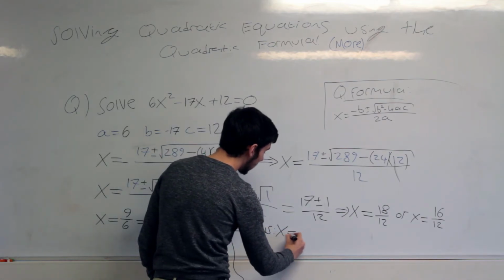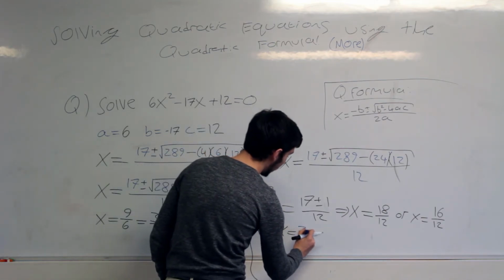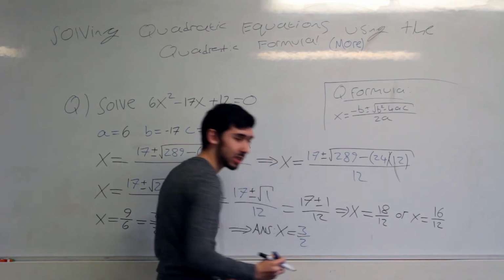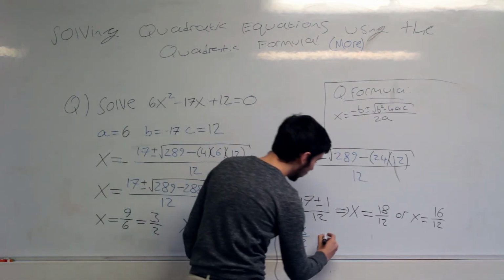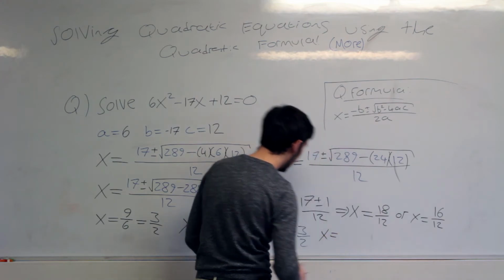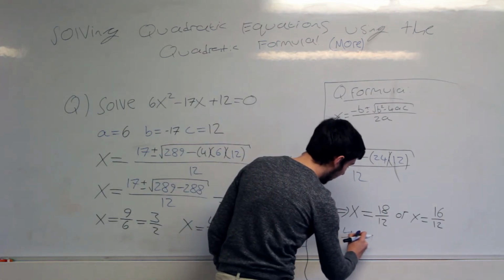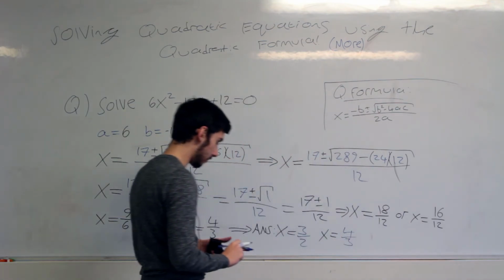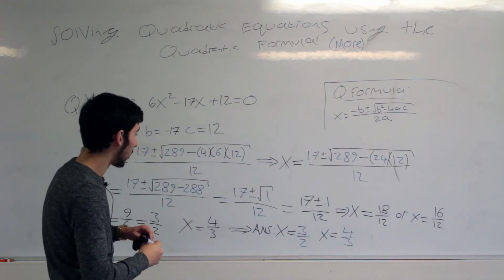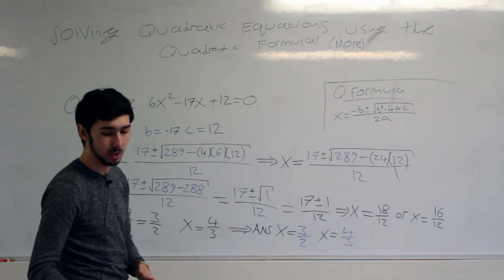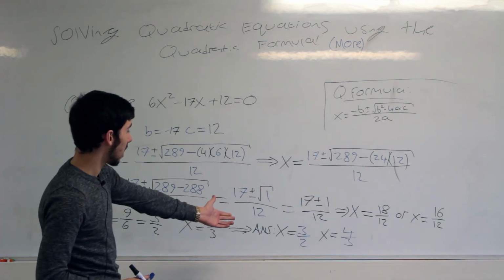are x equals 3 over 2, which is the same thing as 1.5. You can write 1.5, that's totally allowed. Or x is equal to 4/3. You can't really write that in a different way. You can write 1.3 recurring, but just write 4/3 in an exam. And that is the answers.